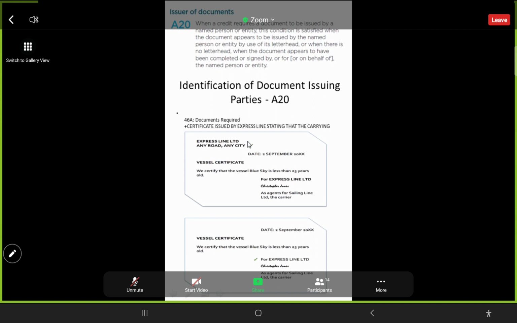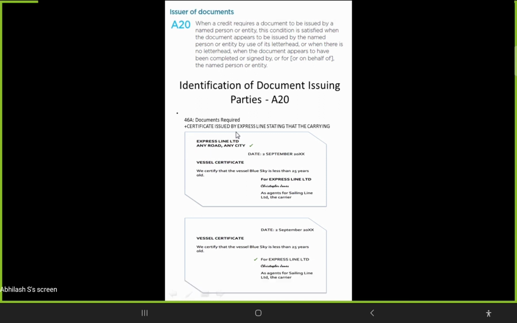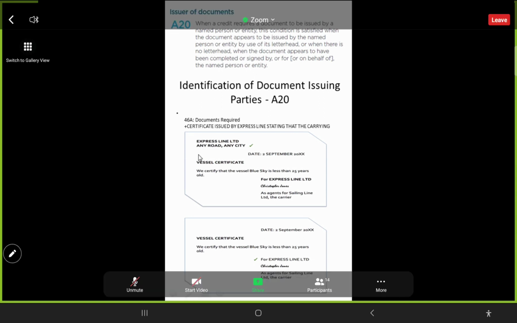Okay, if the document type is certificate, then it should be signed. It should definitely be signed if it is a certificate. For example, if it is a packing list or any other document which does not require a signature, then only with the letterhead they can prove that this person is the issuer.